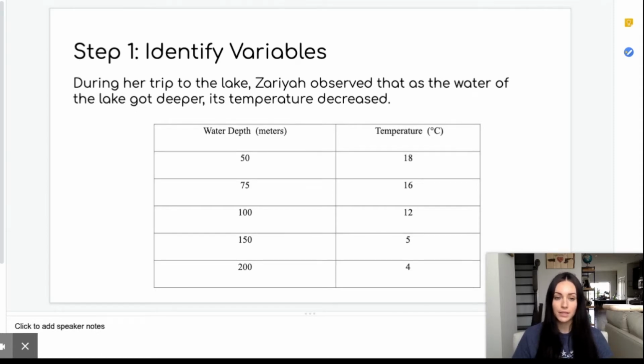So we look at this example here. It says that during her trip to the lake, Zaria observed that as the water of the lake got deeper, its temperature decreased. If I was hoping to create a graph of this, the first thing I would do is analyze this situation and determine which variable is my independent and which is my dependent. Based on this example, water depth is my independent variable, and the water temperature is the dependent variable.